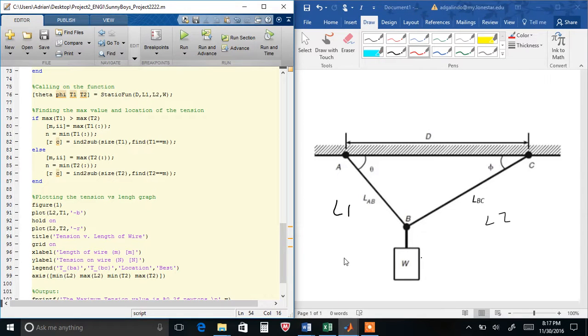Everyone, this is Adrian with Sunny Boys, and this is our static equilibrium problem code. I'm going to walk you through this code and show you how it works and the different equations that we use and how we got them. I will also show the different variables and what they mean.